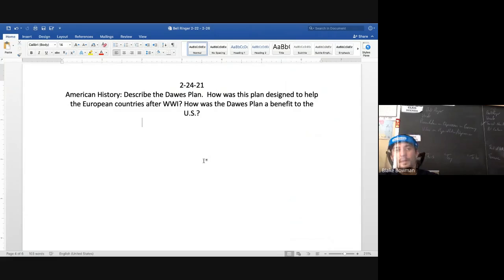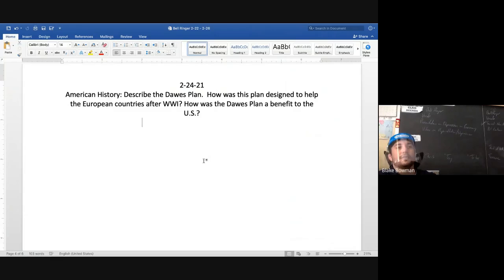So the Dawes Plan was established at the end of World War One. Okay, and obviously the Treaty of Versailles. We all know what the Treaty of Versailles did to Germany, right? I don't think we need to beat a dead horse with that one, do we? Okay, good. We all know what the Treaty of Versailles did to Germany, with the sole blame of the war, and all those restrictions and limitations.